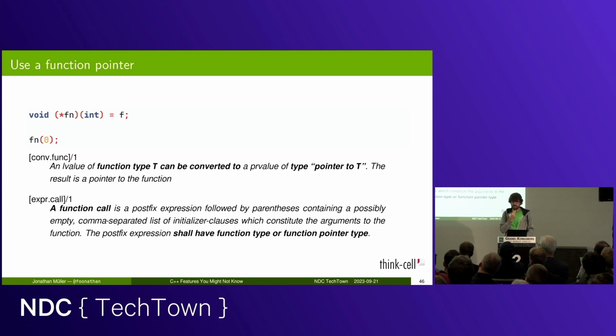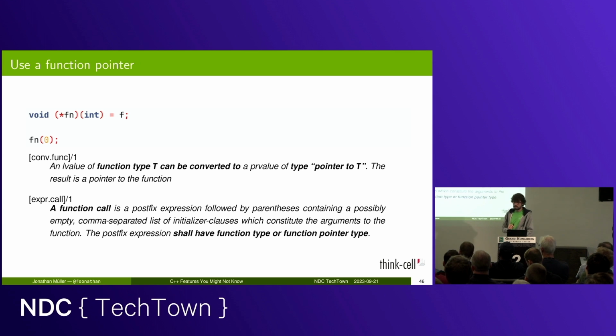And this is because of two rules. The first one says there's an implicit conversion from a function to a pointer to a function. So this allows the first line. And then the second rule says that a function call either needs to be a function pointer or a function. So essentially, the compiler will implicitly dereference a function pointer when you call it. So you can get rid of the noise.